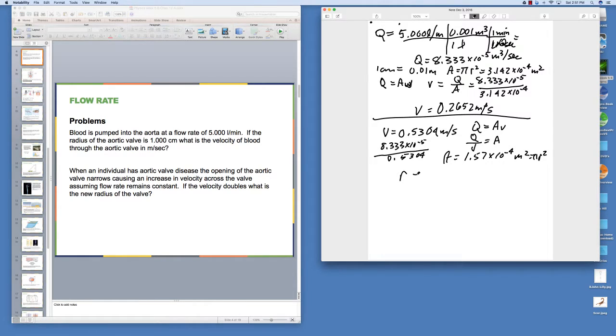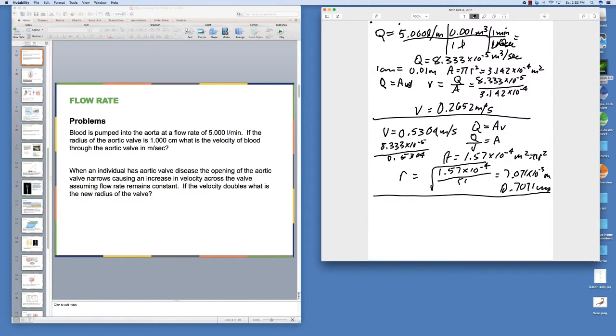So R is going to equal 1.57 times 10 to the minus 4 divided by pi, and take the square root of that. If you do the math here, you get 7.071 times 10 to the minus 3 meters, or 0.7071 centimeters. So a decrease from 1 centimeter to this, so less than a 50% decrease in radius, causes an increase in velocity of double velocity.